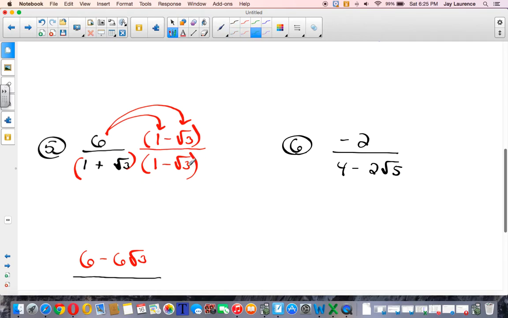All right, this is a double distribution situation. So I'm going to do 1 times 1 and get 1. And then 1 times a negative rad 3.